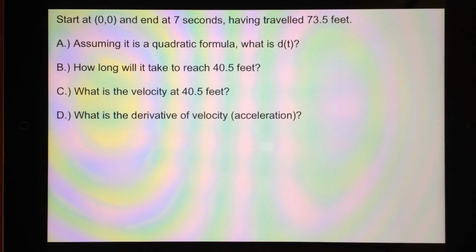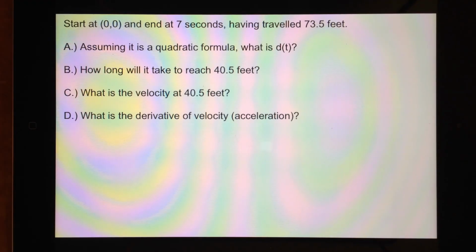Alright, as I was rolling down the hill, I realized, light bulb moment, I can make a related rates problem. So I start at 0, 0, and I end at 7 seconds, having traveled 73.5 feet. And then I ask myself, assuming it is a quadratic function, what is d of t? How long will it take to reach 40.5 feet? And what is the velocity at 40.5 feet? And then finally, what is the derivative of velocity, or the acceleration?